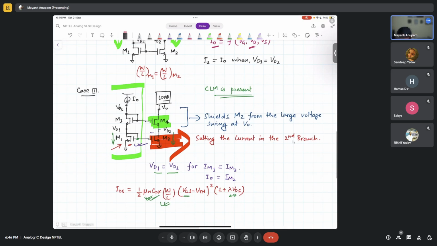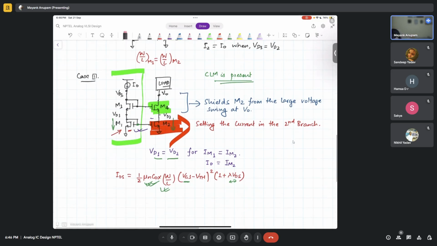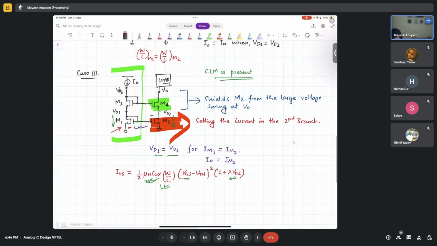As I talked about it earlier also, Nikhil, the current through the second branch, the current through the right side branch, is dependent upon what? It is being set by MOSFET M2, right? It is setting the current in the second branch. Yes, M2 is setting the current in the second branch, isn't it?